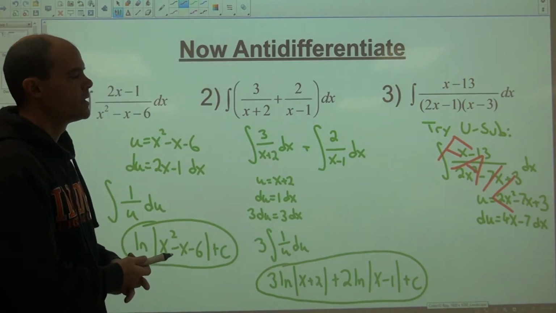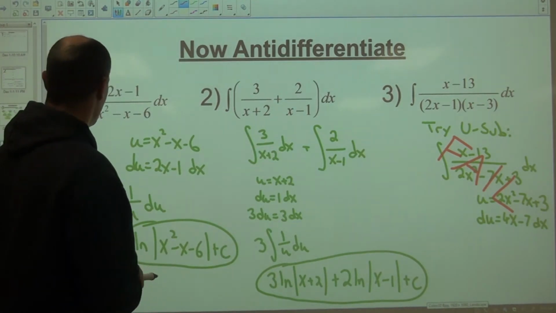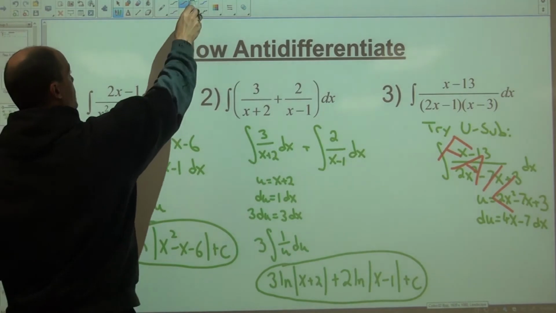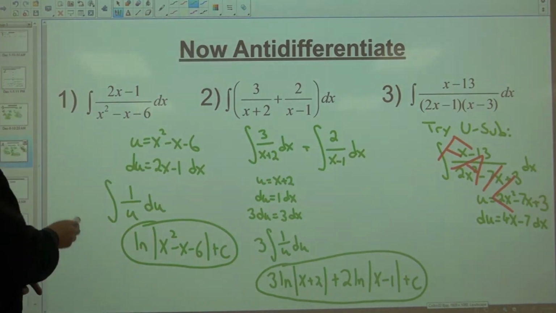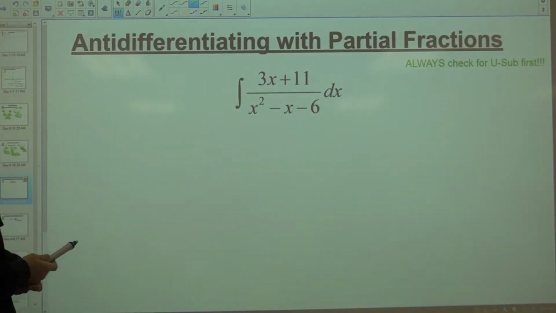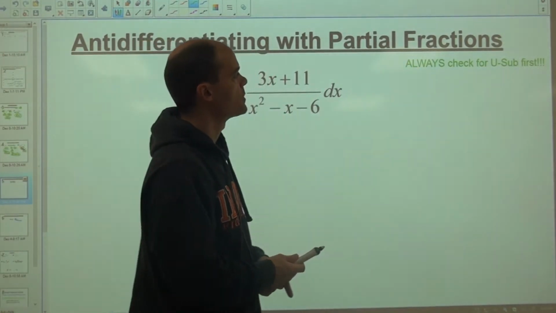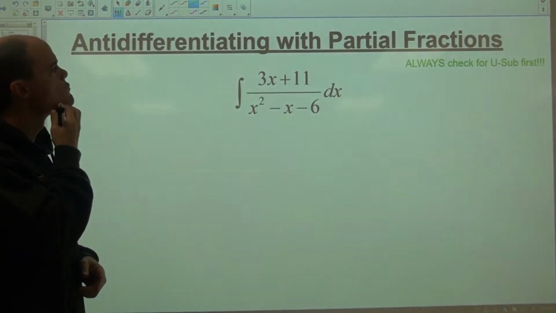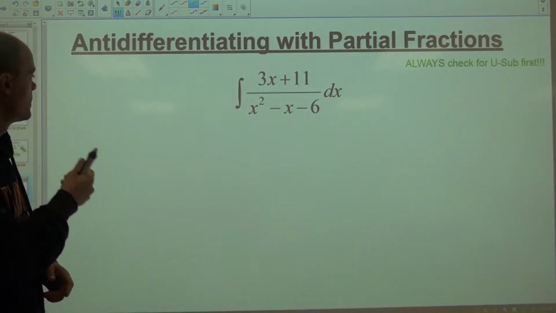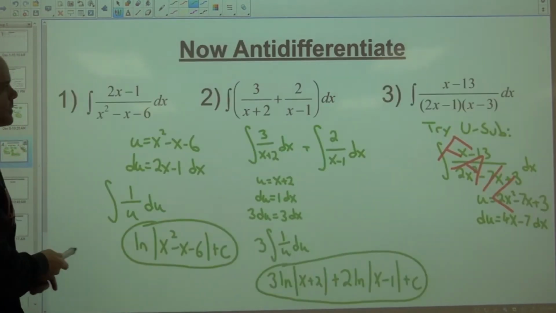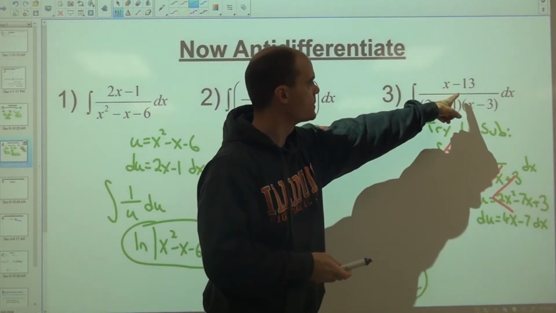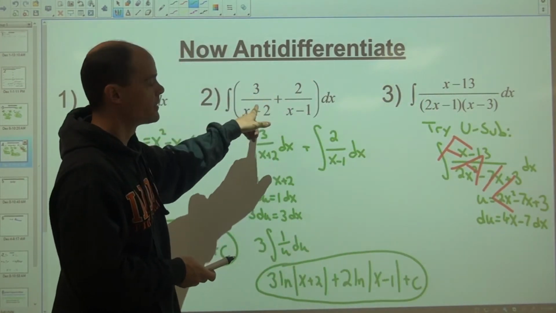So what do we do instead? Well, we have to use a new technique. Our new technique is called partial fractions. We're going to have to split this thing up. What we're going to do is turn something like this into something like this.